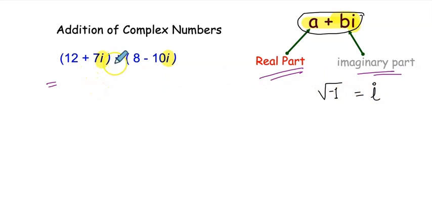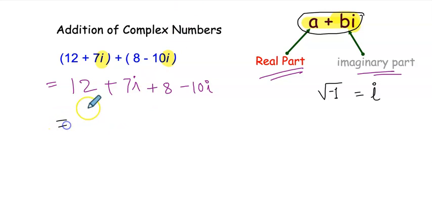Alright. And since it is addition of those two numbers, on removing the parentheses I don't have to change any sign here. The positive and negative signs will continue to be the same. So, I'll just write down 12 plus 7i plus 8 minus 10i. Everything is just the same. I only dropped these parentheses.